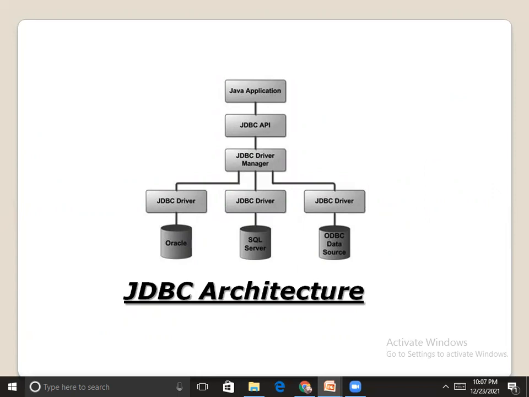Now, here is the architecture of JDBC connectivity. First, it is a Java application, then the JDBC API, which is connected to the JDBC Driver Manager. Now, the Driver Manager has three blocks, that is, JDBC drivers: one is managed by Oracle, another one is SQL Server, and another one is an ODBC data source.